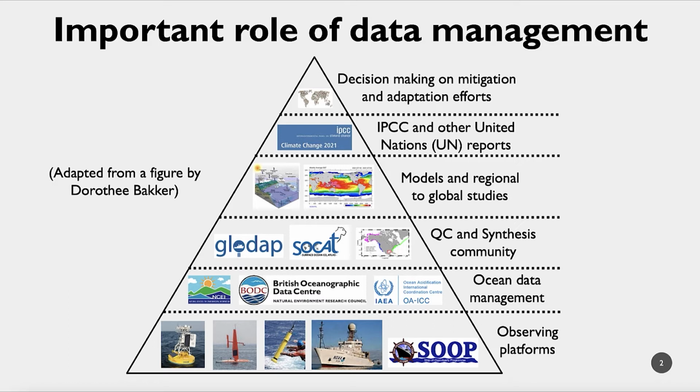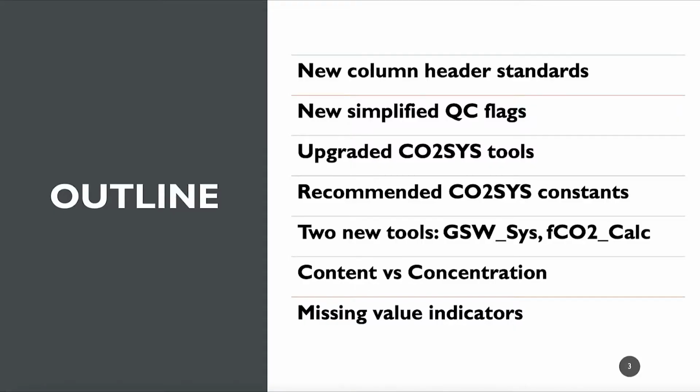We all know that the ocean is a global system. Data often need to be put together in order to understand regional to global processes. Therefore, standardized data files are really important for oceanographic research. Here is an outline of my talk. We will cover updated column headers, new simplified QC flags, upgraded CO2SYS tools, and so on.